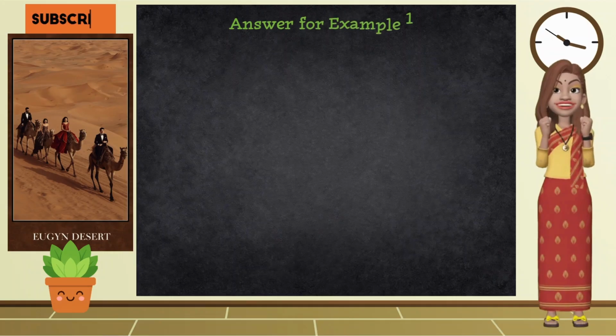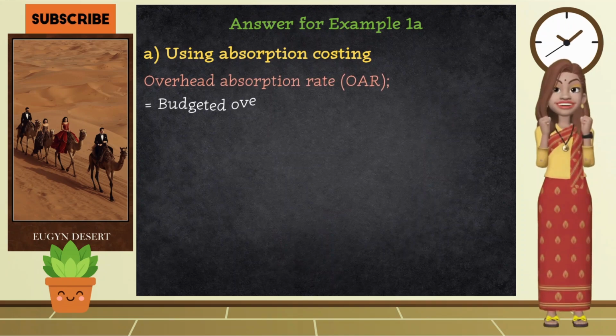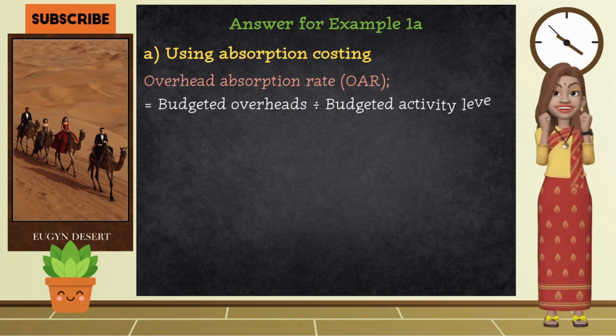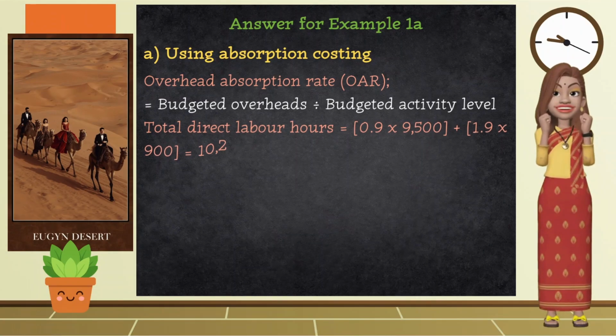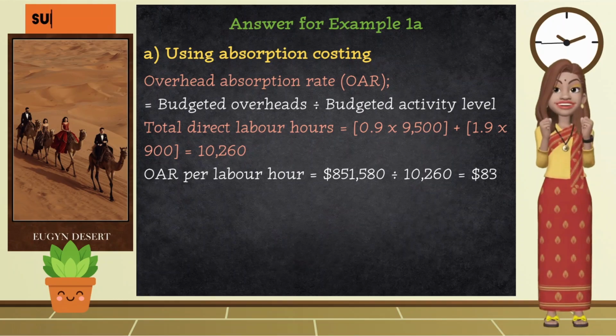Answer for example 1, part A. Using absorption costing, first we need to calculate the overhead absorption rate, the OAR. The formula is budgeted overheads divided by budgeted activity level. Since the basis for the apportionment is the direct labor hours, the activity level will be the total direct labor hours for products X and Y.